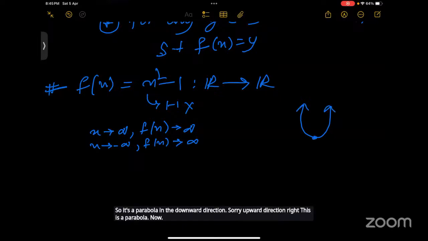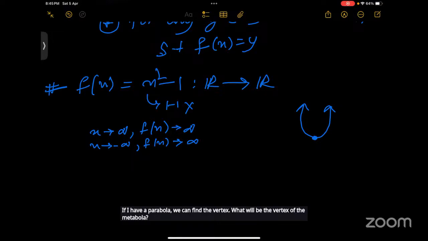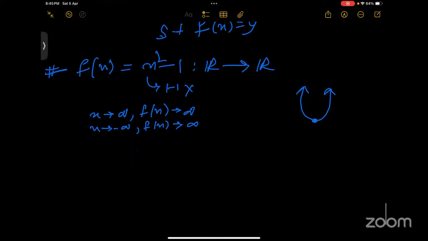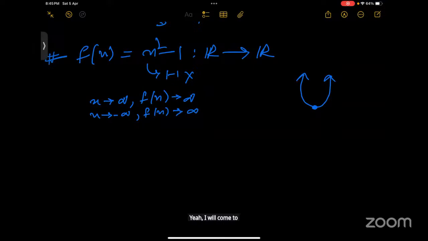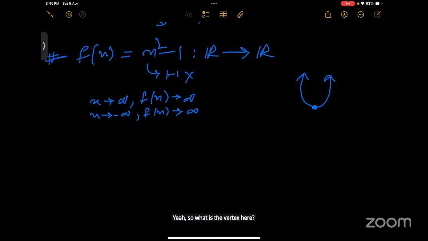Now, if I have a parabola, we can find the vertex. What will be the vertex of the parabola? Minus b by 2a, right? So what is the exact vertex here? That's the minimum point. What is the minimum point here? It is 0. Yes, 0. So the minimum point?